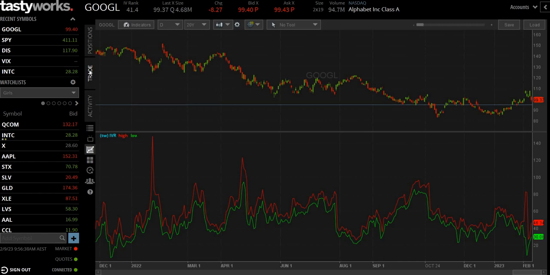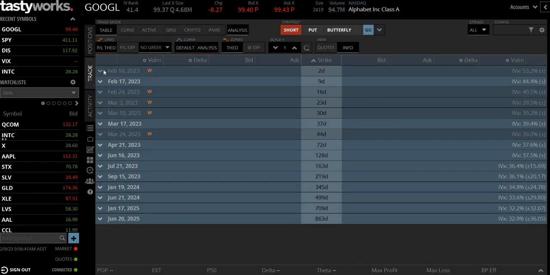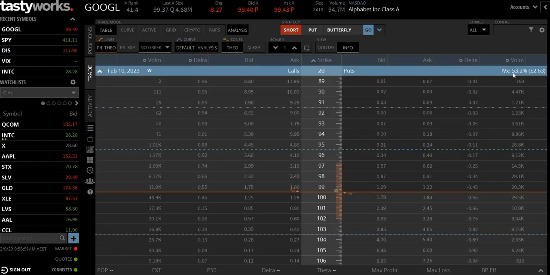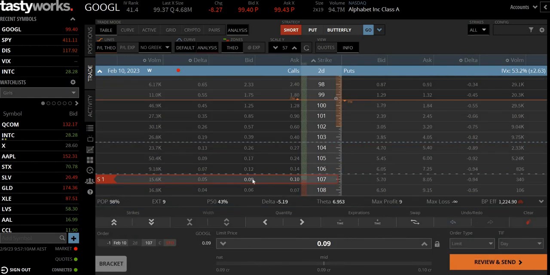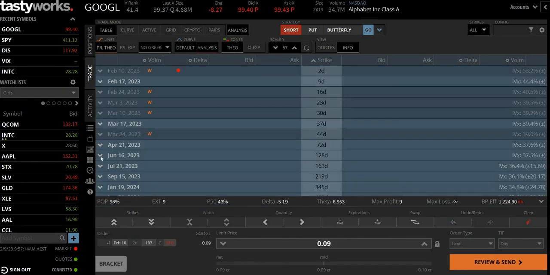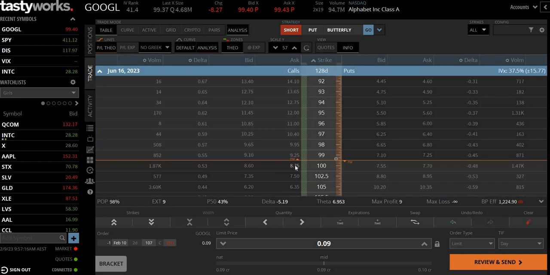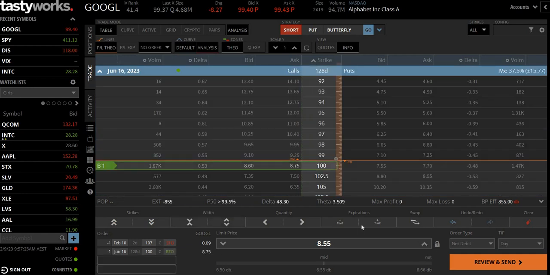And like I said, I am very bullish on this one. So what I did is the February 10 expiration has a volatility of 53.2%, and I sold the 107 call option, which was trading much higher when I sold it, and I purchased the June 100 call option. So the deal cost me $8.